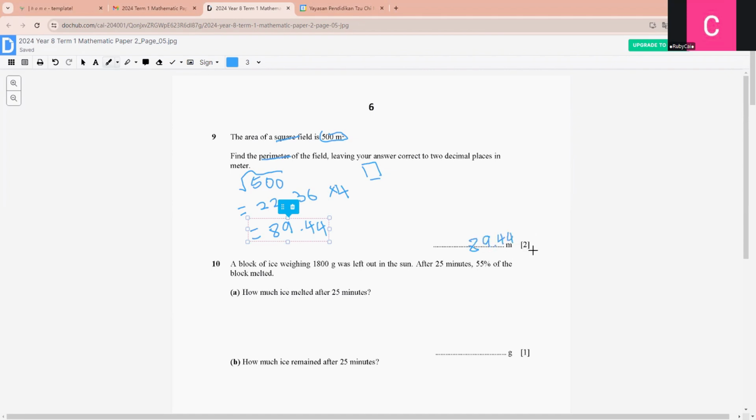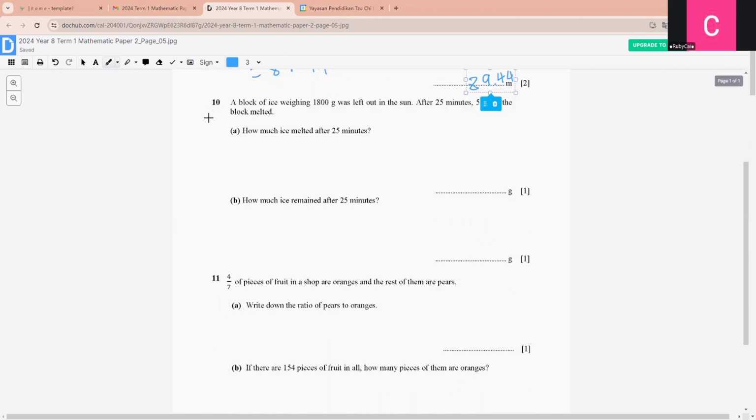So it will be 289.44 meters. Next question. A block of ice weighing 1,800 grams was left out in the sun.